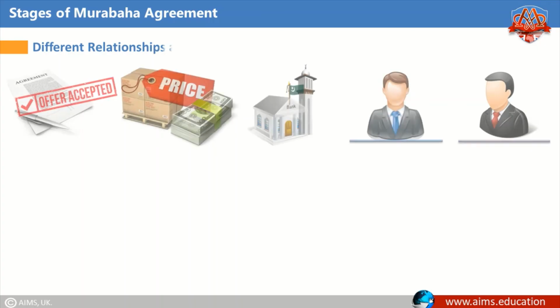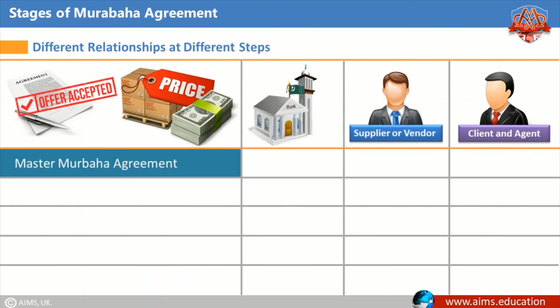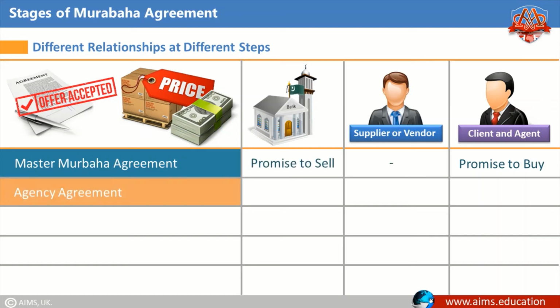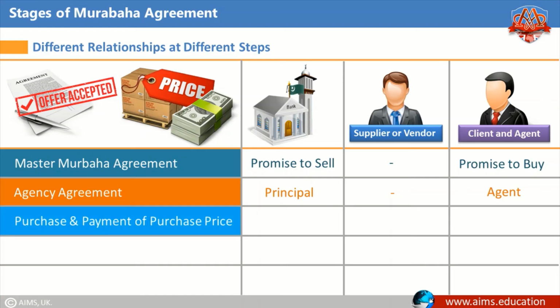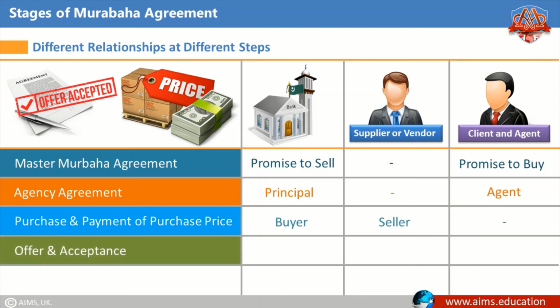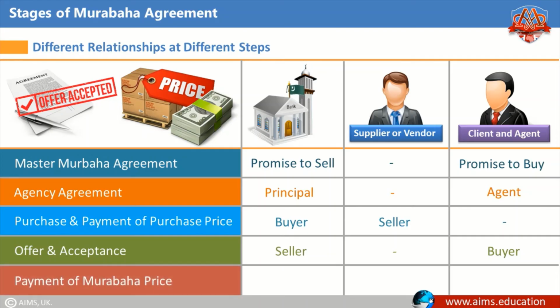Different relationships at different steps. Master Murabaha agreement, the promise to purchase and promise to sell. Agency agreement, relation of principal and agent. Purchase and payment of purchase price. Relation between the bank and the supplier is that of a buyer and seller. Offer and acceptance. Relation of the buyer and seller comes into operation between the bank and the client. Payment of Murabaha price. Relation between the bank and the client is that of debtor and creditor.